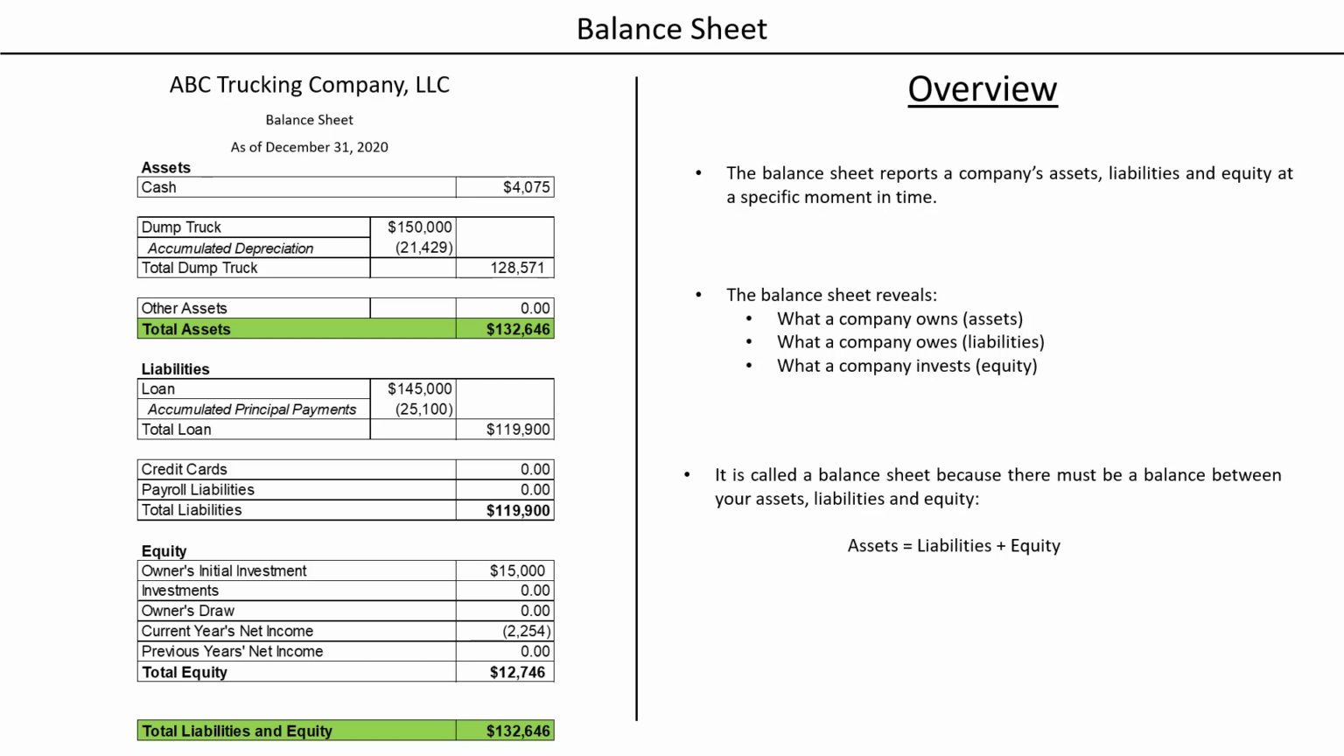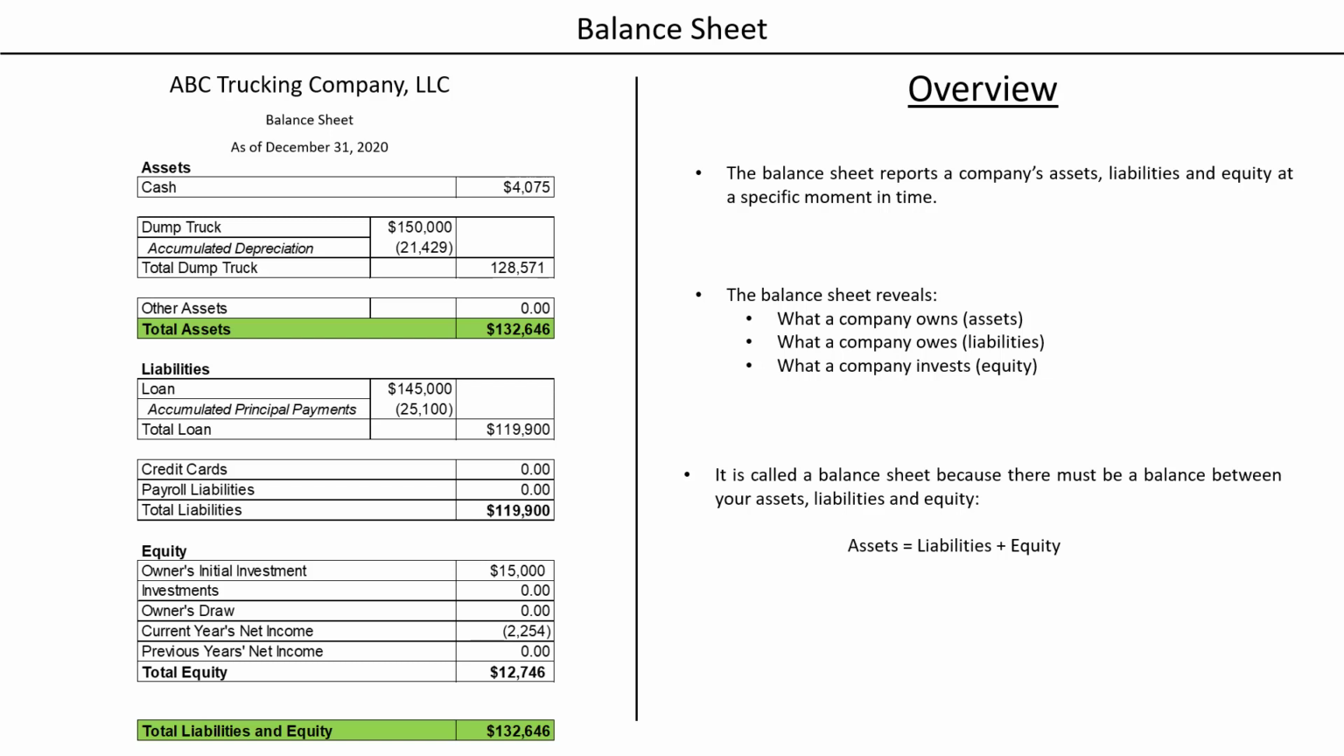The equity section shows what the owner's investment in the business is. The equity section records the owner's initial investment in the company and any additional investments the owner made throughout the year. It also shows how much money the owner withdrew. The net income is reported here because the owner gets credit for the company's profits. And if it's a negative net income, then the owner takes responsibility for the company's losses. As you can see, the assets equal liabilities plus equity.